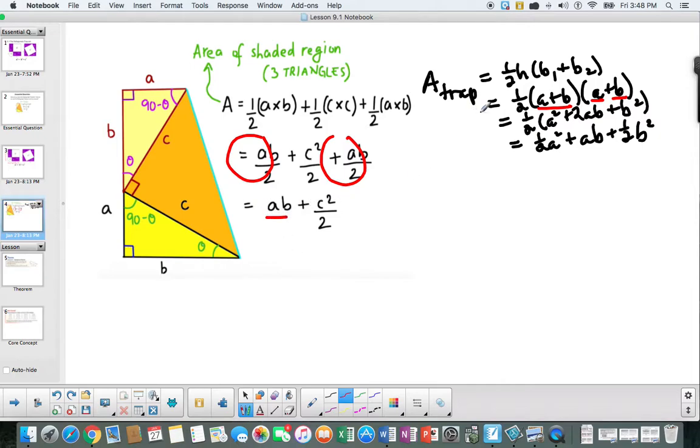Now we can also get the area of the trapezoid by using the trapezoid formula: 1/2 height, this is the height, times base 1 plus base 2. Now these two, when I multiply them together, create this. And if I distribute, then I get this. So these two areas should be equal to each other. And when we set them equal to each other, we're going to get the Pythagorean theorem. Let's go ahead and do that right now.